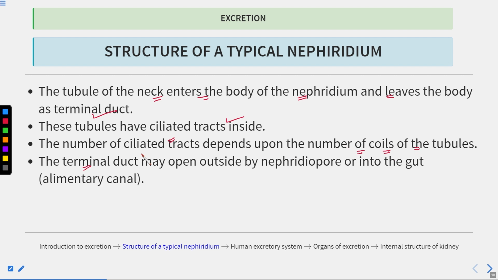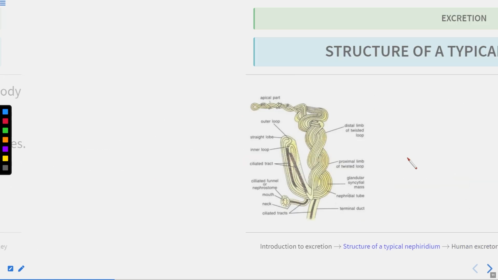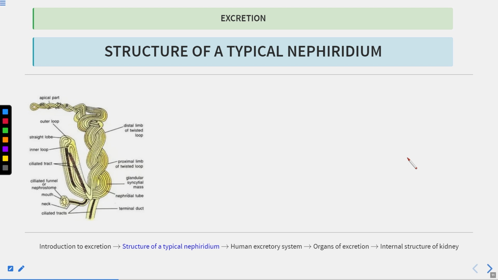The terminal duct may open outside by a nephridiopore. So there are some nephridiopores present at the end of the terminal duct. Okay, so the terminal duct may open outside with the help of the nephridiopore or into the gut. The gut is known as the alimentary canal. So the terminal duct can open outside through the nephridiopore, or it can open into the gut, which is known as the alimentary canal. So this is the structure of a typical nephridium.